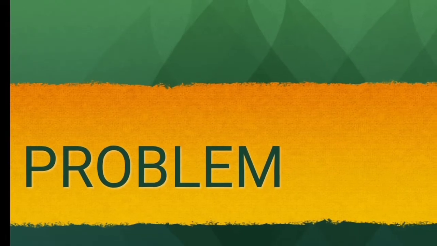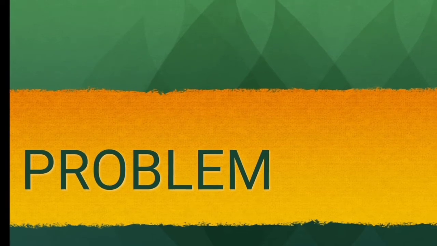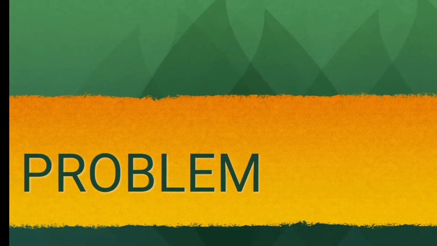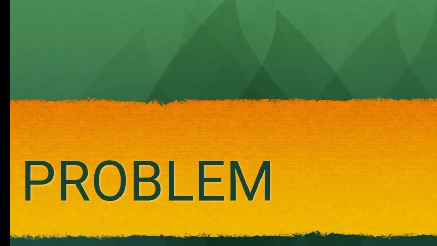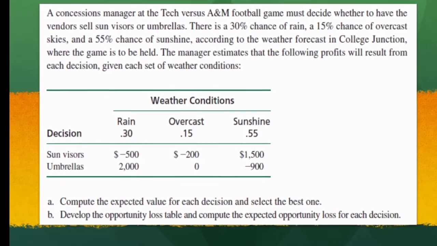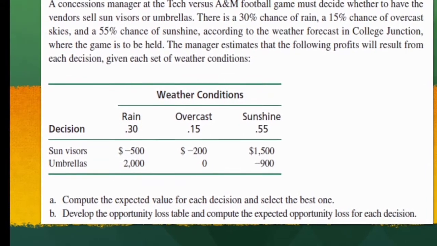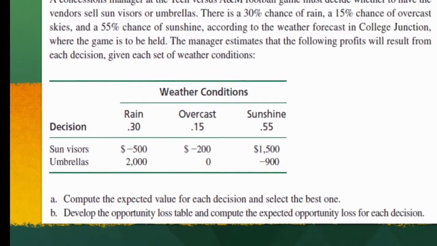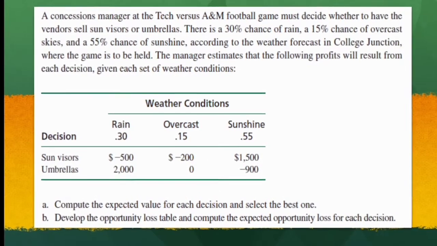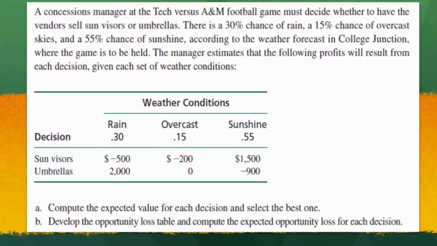So I have mentioned earlier that there are criteria, techniques, concepts, or models that will aid the decision maker in making these decisions. The problem presented is given to us by our instructor and requires the computation of expected value for each decision and expected opportunity loss, together with the opportunity table, which will be presented to you later.